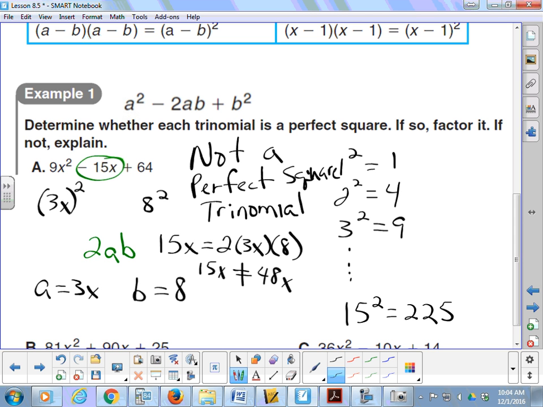So we check to see if the first term is a square. We check to see if the last term is a square. If they are, then we have to check the middle term to see if it's equal to 2 times the first term that's squared times the third term that's squared.